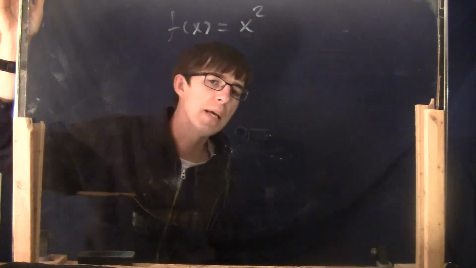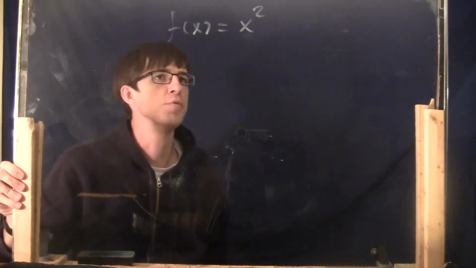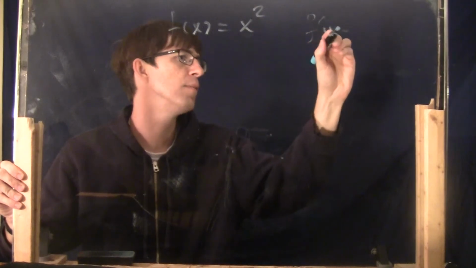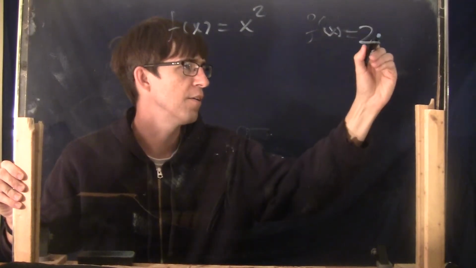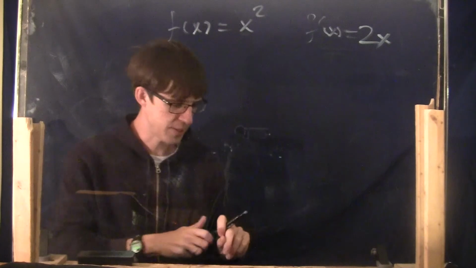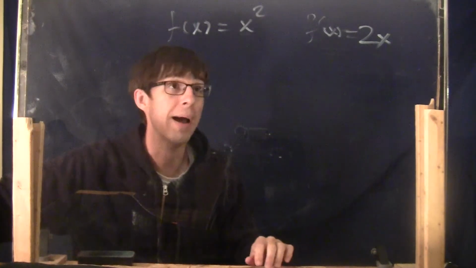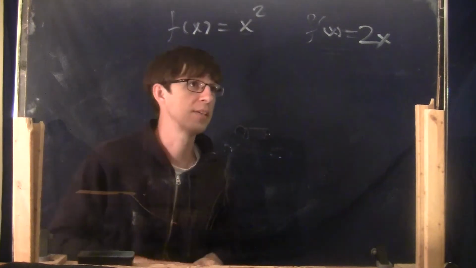This is one of the first examples that we did doing the derivative. If you have f of x equal x squared, the derivative, maybe remember this, so you can just look back at your notes. The derivative is 2x if f of x equal x squared.